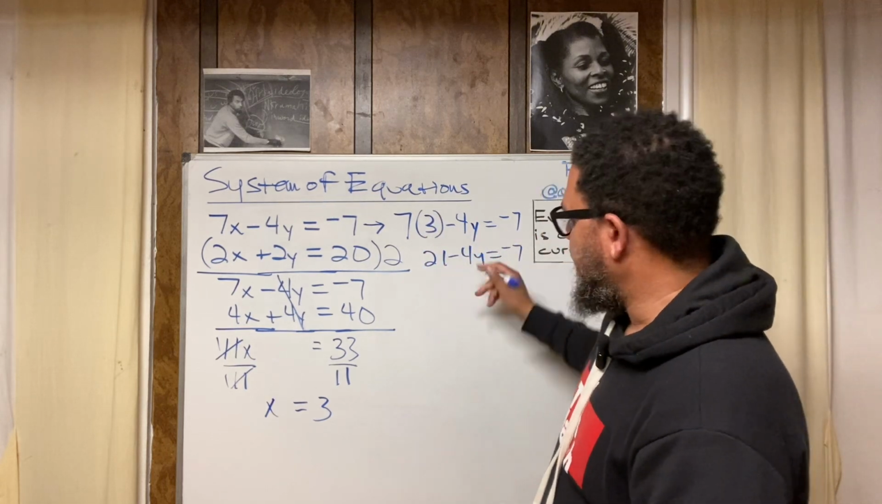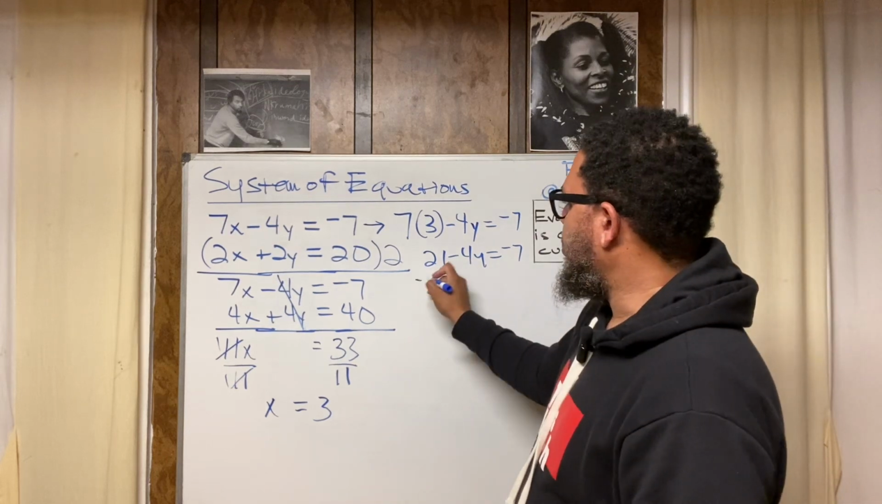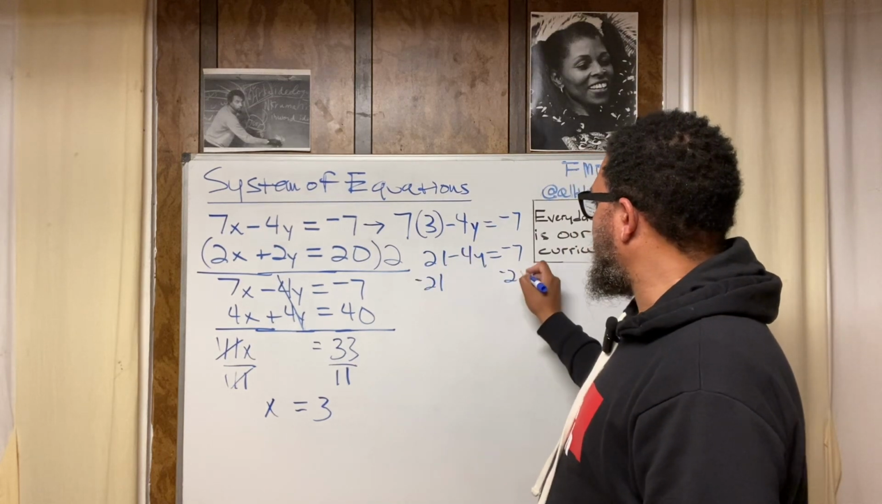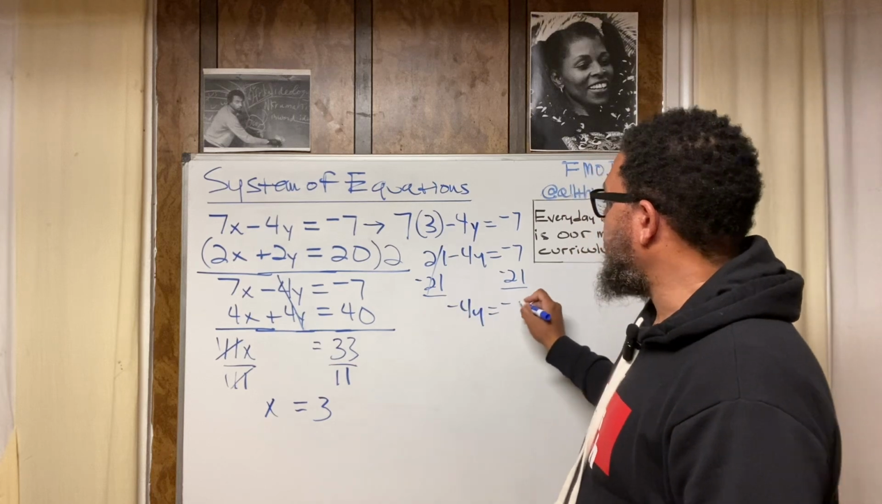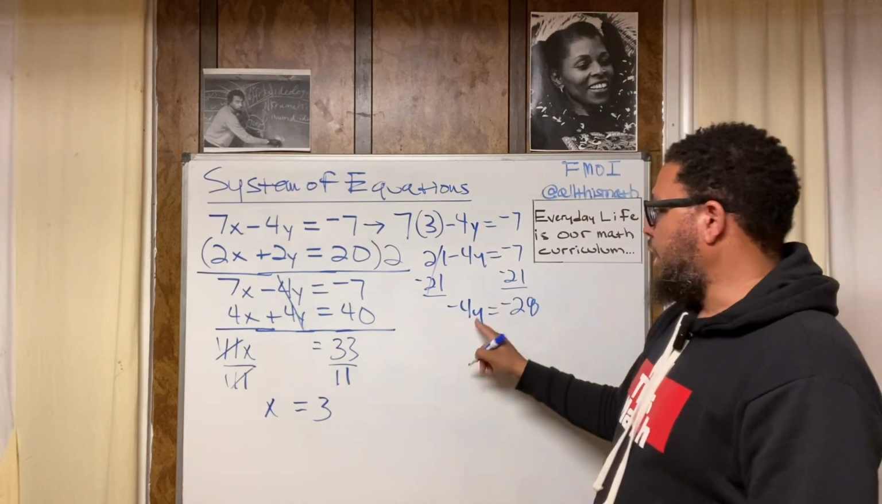Now let's isolate negative 4y. So we're going to do minus 21 on the left, minus 21 on the right. Boom, boom. That cancels out. Negative 4y equals negative 28. Now I'm trying to get y by itself.